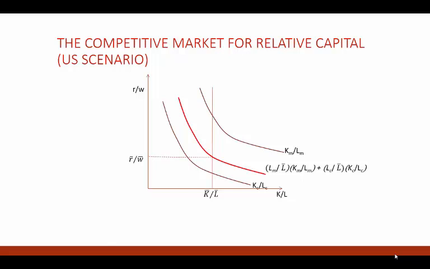The point of equilibrium that gives the relative rental is R bar over W bar, and is found where this weighted demand curve intersects with the vertical supply of relative capital curve. That is, the autarky relative rental given capital abundance and factor intensity in the United States.